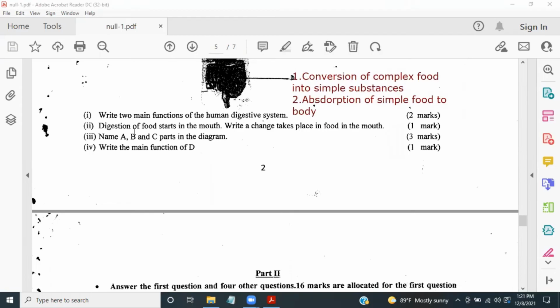Digestion of food starts in the mouth. Write a change that takes place in the food in the mouth. The change is that teeth break down food into smaller particles inside the mouth.